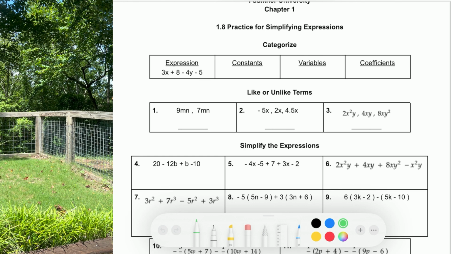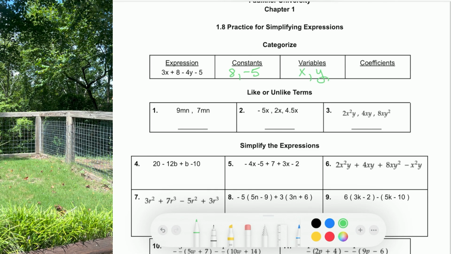So remember, constants are the values that are all alone. So that is going to be an 8 and a negative 5. We're going to take that subtraction sign that's in front of it and put with it, okay? All right, our variables are the letters or symbols, and we have two of them. We have x and we have y.